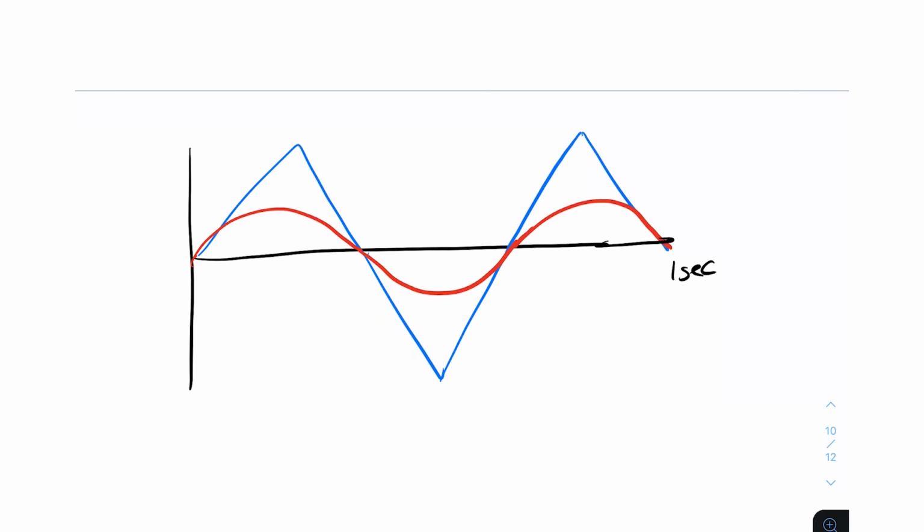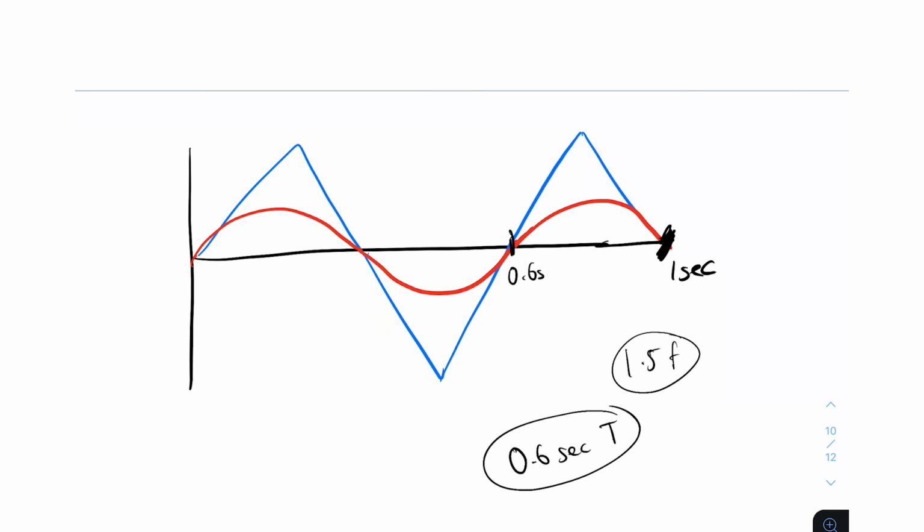So as you can see, they both do a cycle and a half every second. So that means we know that they have a frequency of 1.5. It takes them about 0.6 seconds to complete one cycle each. So they have, for example, a period of 0.6 seconds. There's a period. Now, in terms of amplitude, how do they compare?